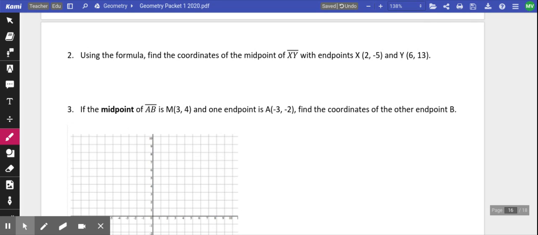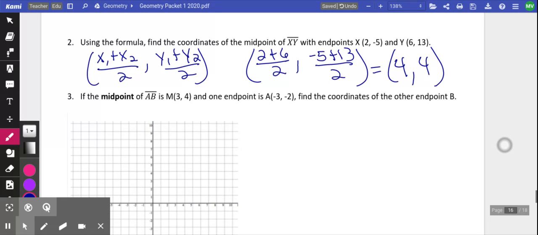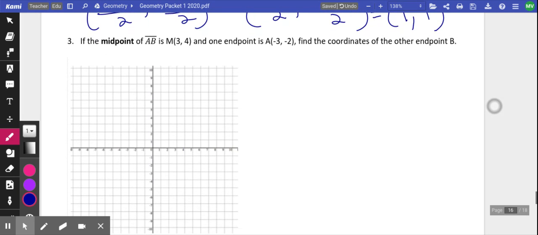So I want you to pause and try number 2 and come back and check your answer. Okay, so our answer to problem number 2 is 4, 4. If you have a question on that, please ask me during class or send me an email.